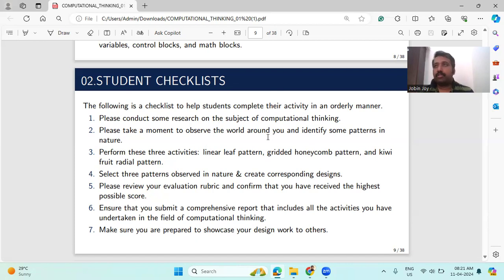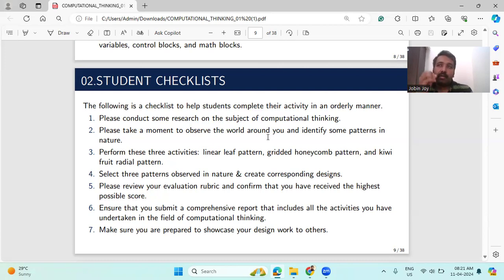Then review the evaluation rubric, and confirm that you have received the highest possible score. The highest possible score in this activity is 16 out of 16, because the maximum score for advanced level is 4 points, and I am evaluating four outcomes. So 4 multiplied by 4, 16. So 16 will be your maximum score. It is your duty to achieve the maximum highest possible score.